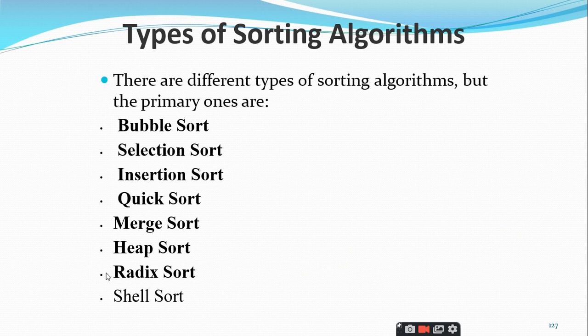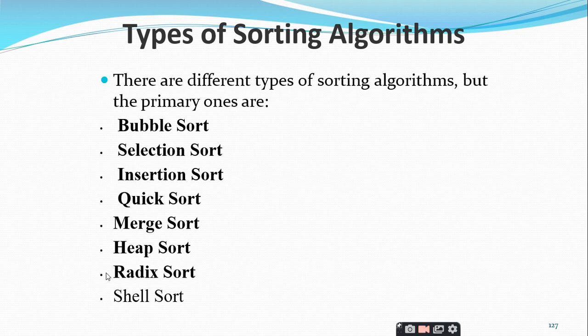And as I told you, the last part is: what are the various sorting algorithms we have? We have a very large set of sorting algorithms available in the data structures concept, but we are going to discuss only a few that are closely related to our syllabus. We have different algorithms like bubble sort, selection sort, insertion sort, quick sort, merge sort, heap sort, radix sort, shell sort. So many things are there.